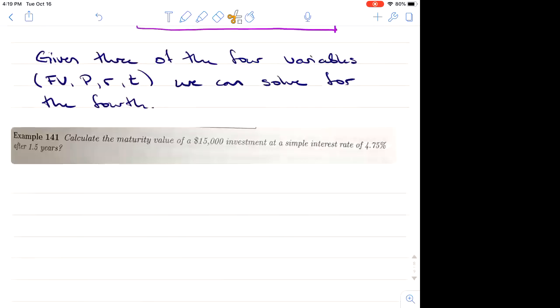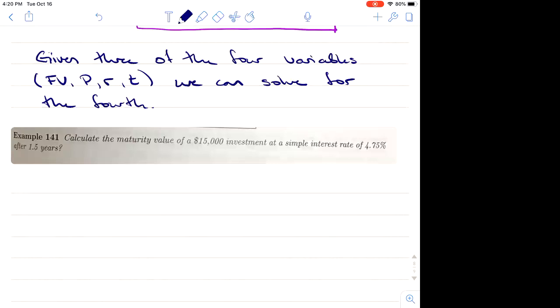Calculate the maturity value of a $15,000 investment at a simple interest rate of 4.75% after 1.5 years. So what I want to start doing is start drawing these timelines. Even though this one's nice and easy to wrap our head around, we'll start building timelines for these, and then it'll get easier.